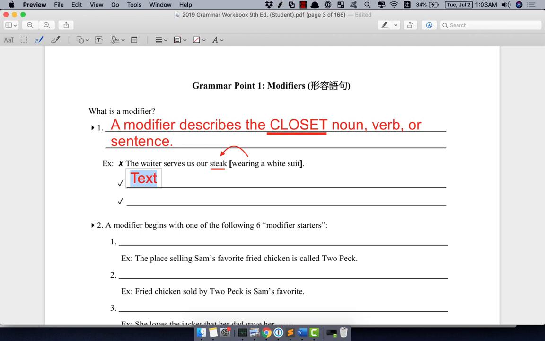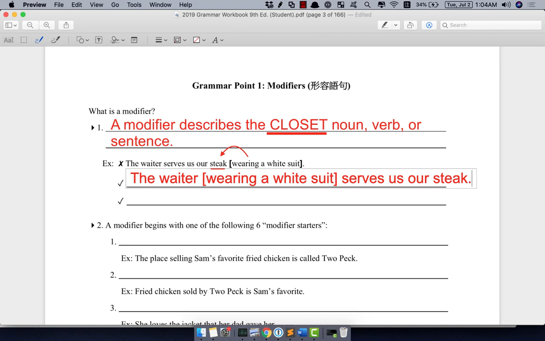And here's a note-taking strategy. You can write down the whole sentence: the waiter wearing a white suit serves us our steak. You can do that, but that's a lot of things to write down, and that's a waste of ink. So what can you do here to save a few strokes and save you a lot of time in writing down the right answer?